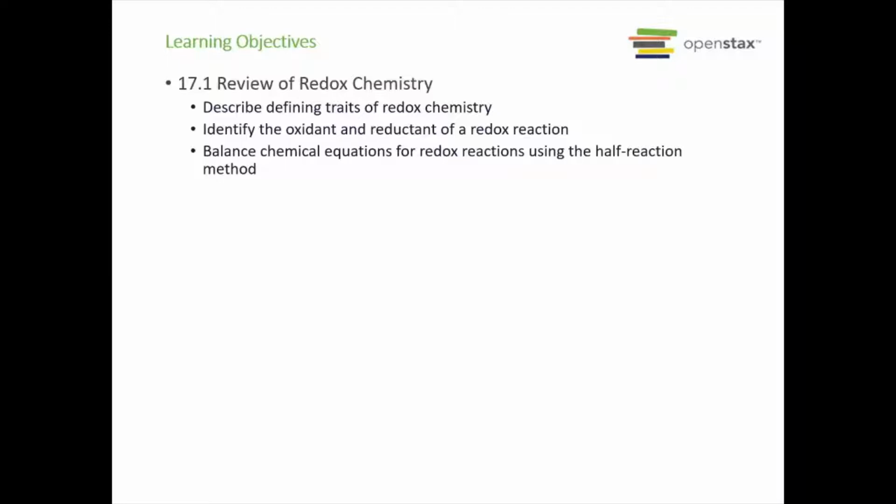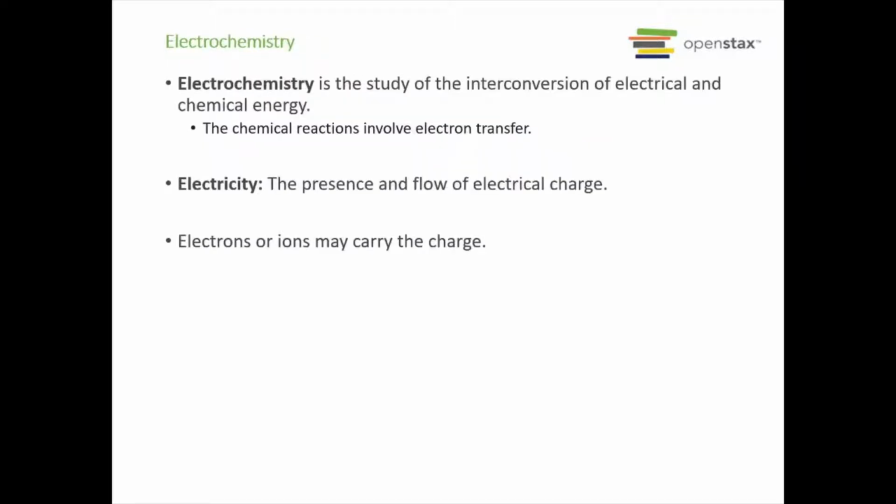So in this section, we're going to describe the defining traits of redox chemistry, identify the oxidant and reductant of a redox reaction, and balance chemical equations for redox reactions using the half reaction method. So let's start by defining electrochemistry. This is the study of the interconversion of electrical and chemical energy. So these chemical reactions involve electron transfer. Electricity is the presence and flow of electrical charge. And electrons themselves, or ions, may be what is actually carrying the charge.